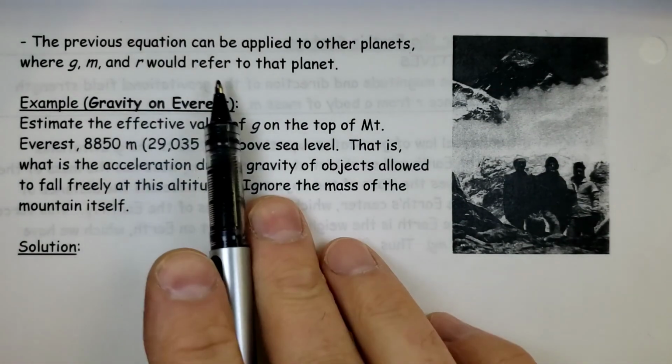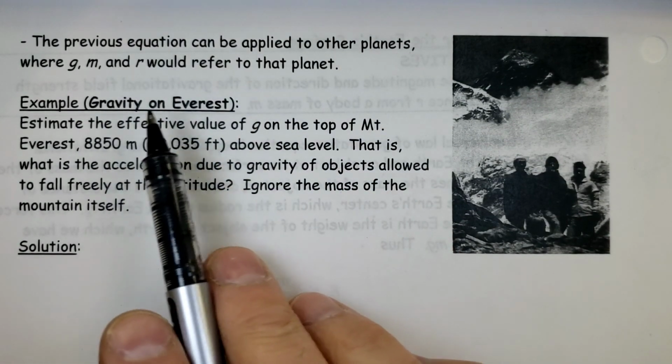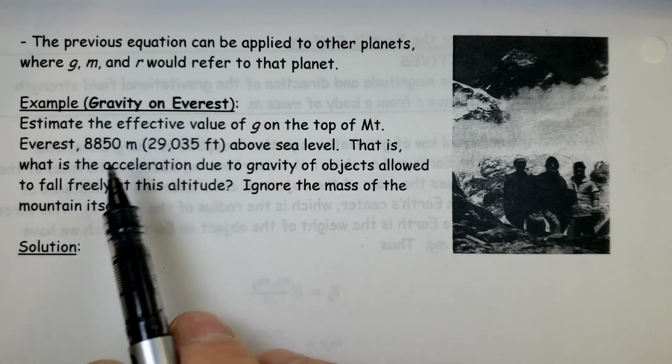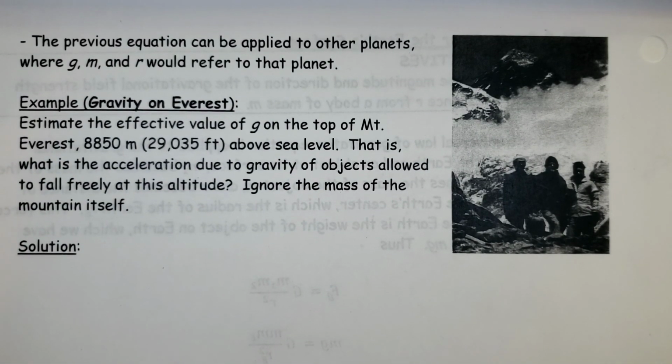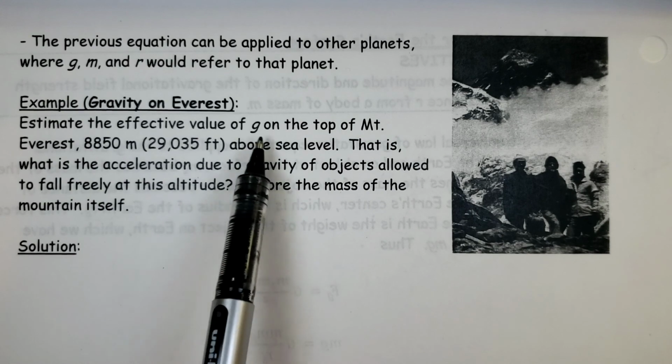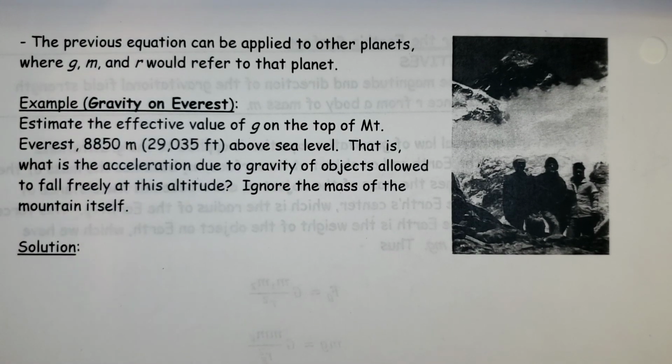So with that, the previous equation can be applied to other planets as well, where g, M, and R refer to that particular planet. Okay, so we'll do an example here. Estimate the effective value of g. At the surface of our planet, we take it as being 9.80.